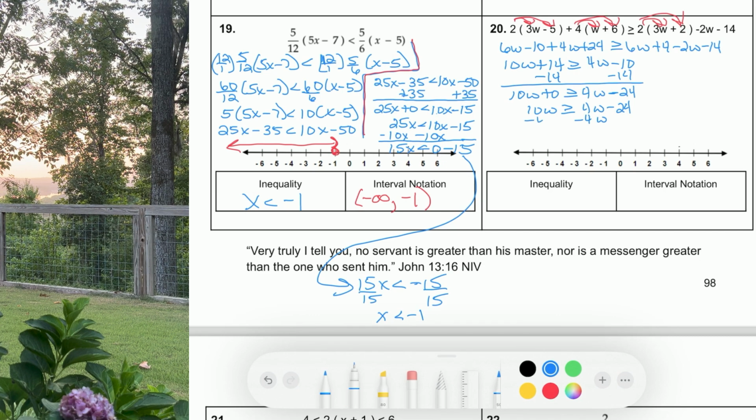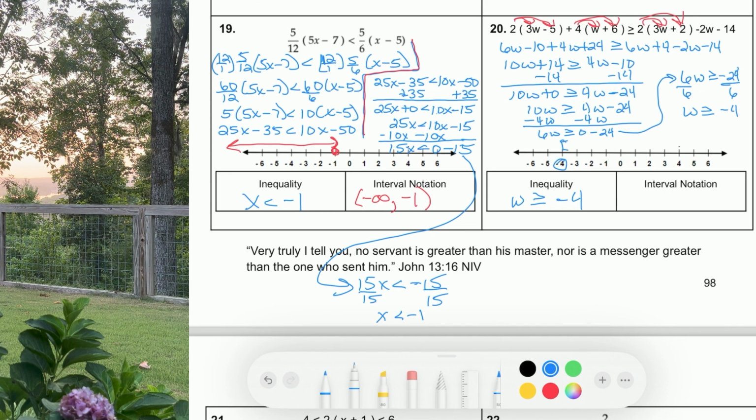All right, now I'm going to subtract 4w from both sides. I end up with 6w is greater than or equal to 0 minus 24. Bring that up here so we can finish it out. Divide both sides by 6. And I end up with w is greater than or equal to negative 4. So my inequality is w is greater than or equal to negative 4.